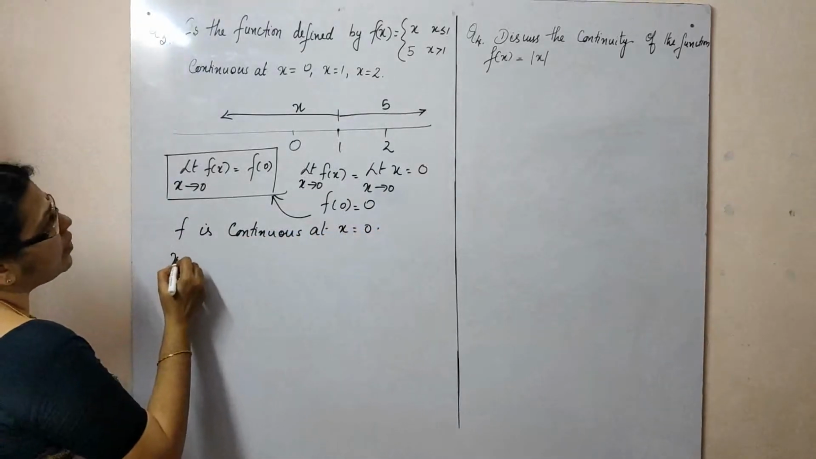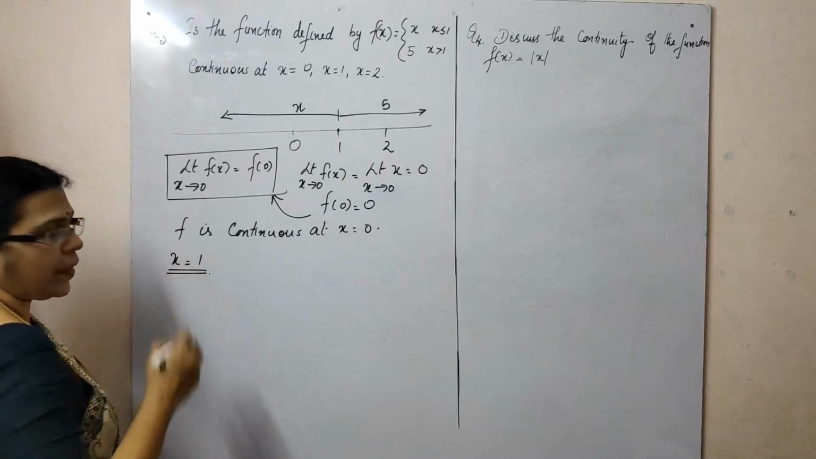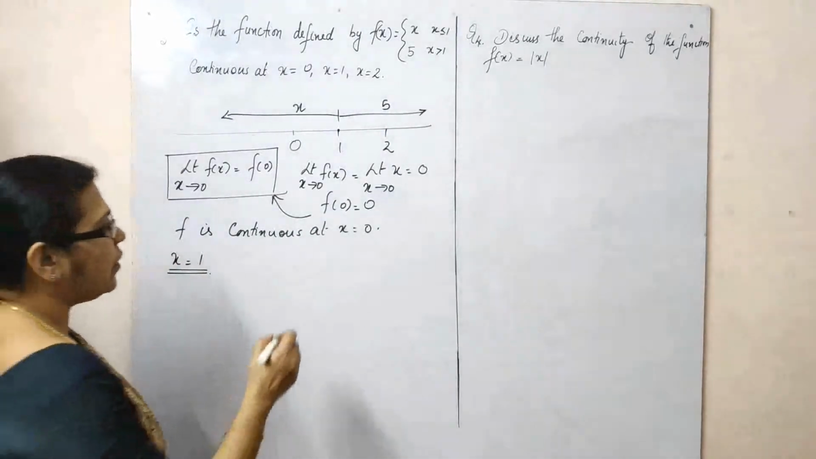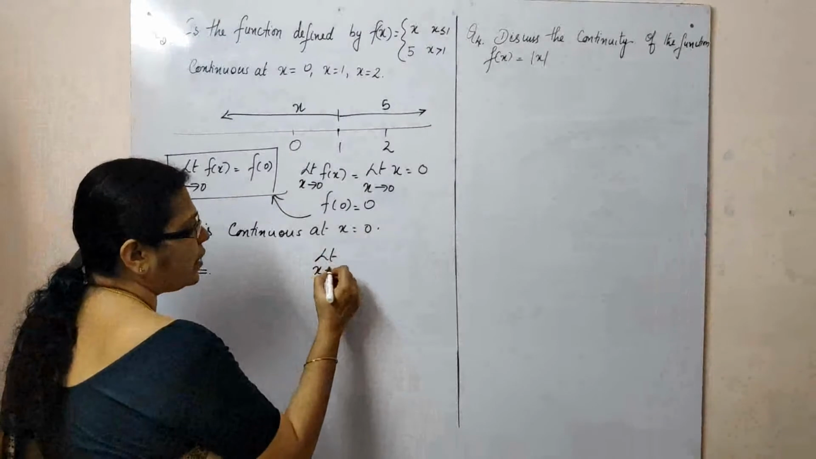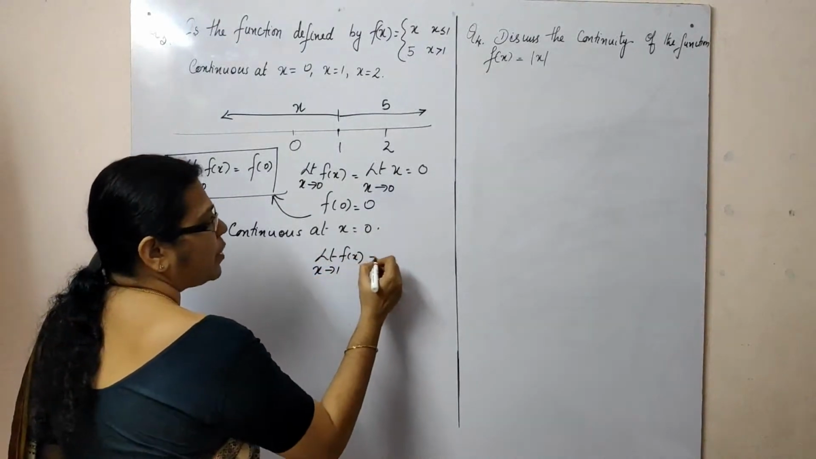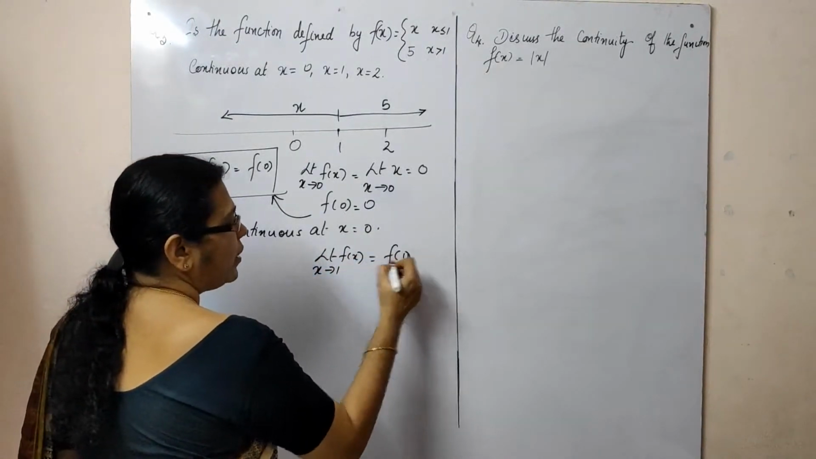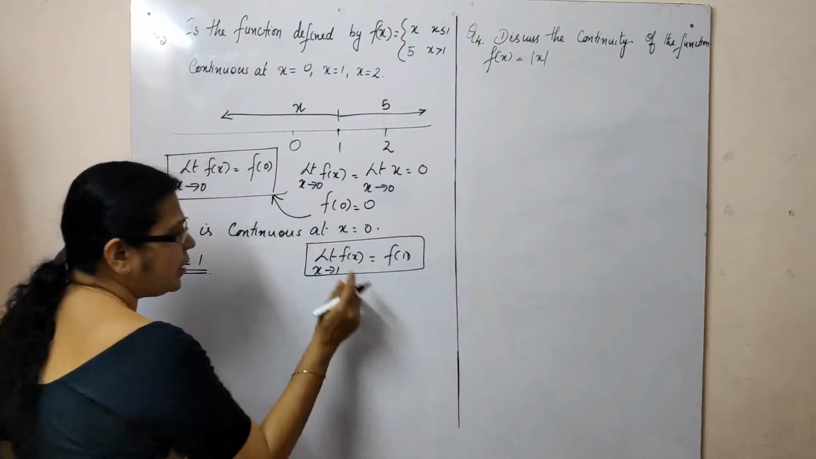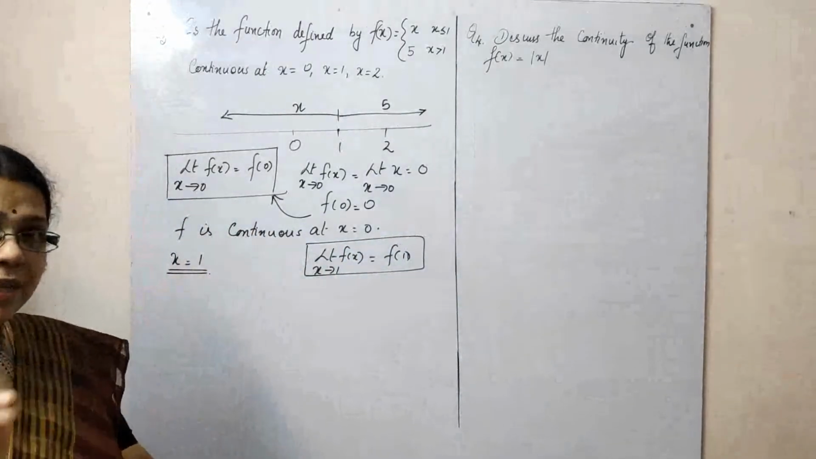Now checking for continuity at x equal to 1. Checking for continuity at x equal to 1 means what? The limit as x tends to 1 of f of x must be equal to f of 1. This is what you need to check. I am just writing this for you to keep in mind what we need to check.